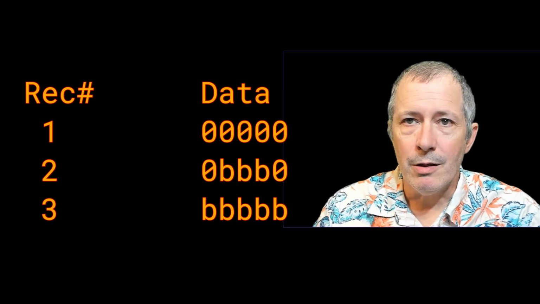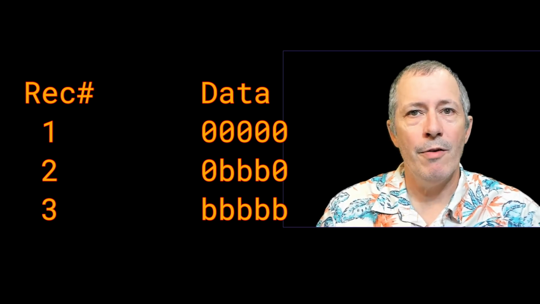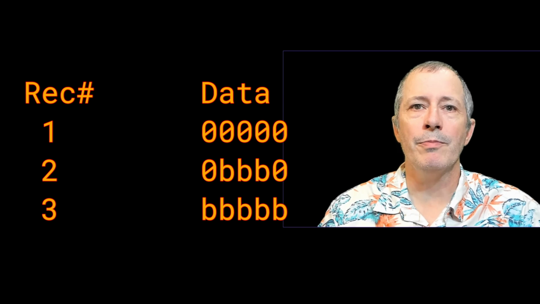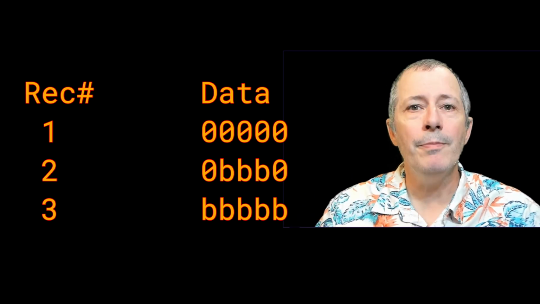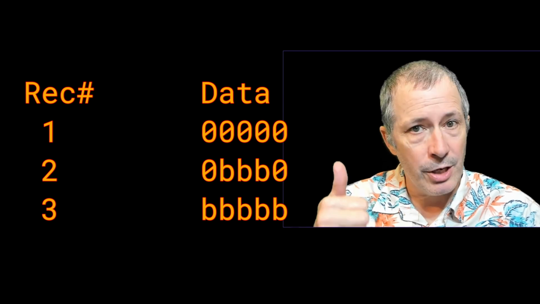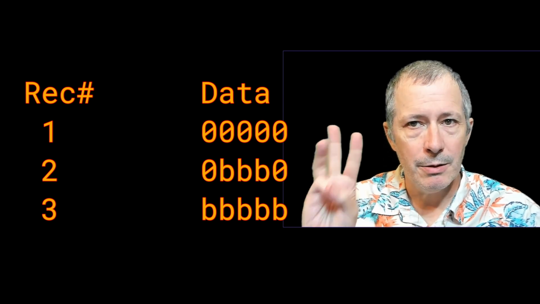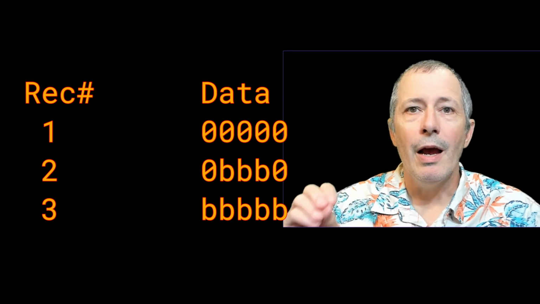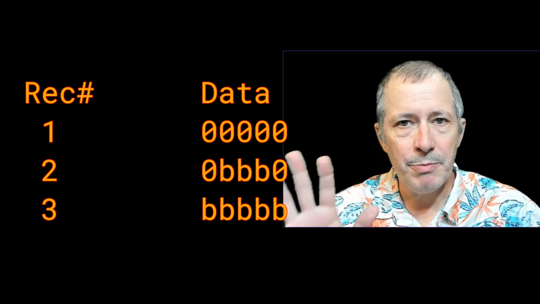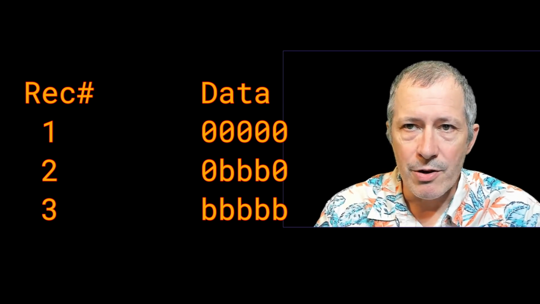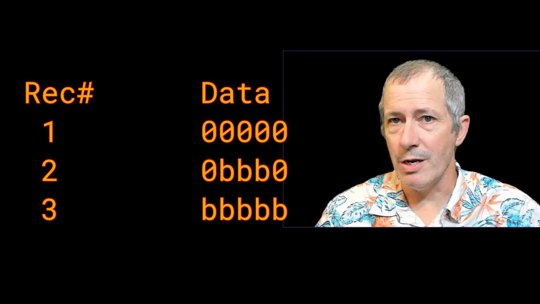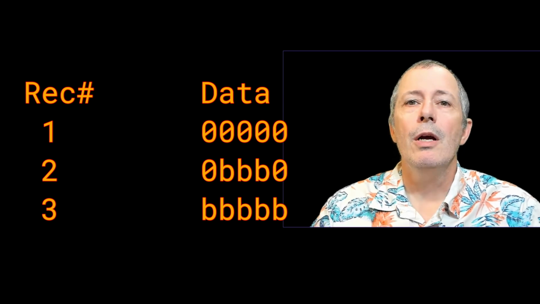The same data is going to be read by each of the 4 test programs. A 5-digit zoned decimal 0 for record 1. Record 2 is 0 followed by 4 spaces, and the last record is 5 spaces. Record 1 is a valid zoned decimal value, and records 2 and 3 are invalid values.